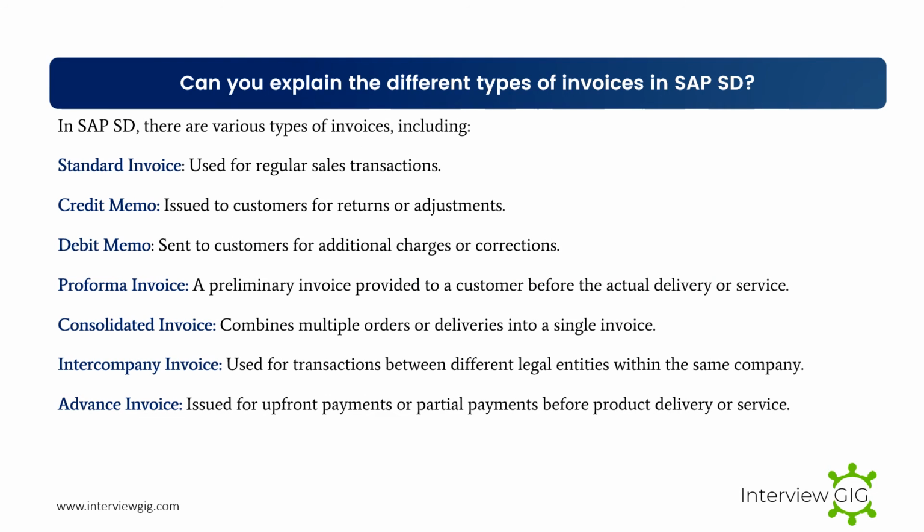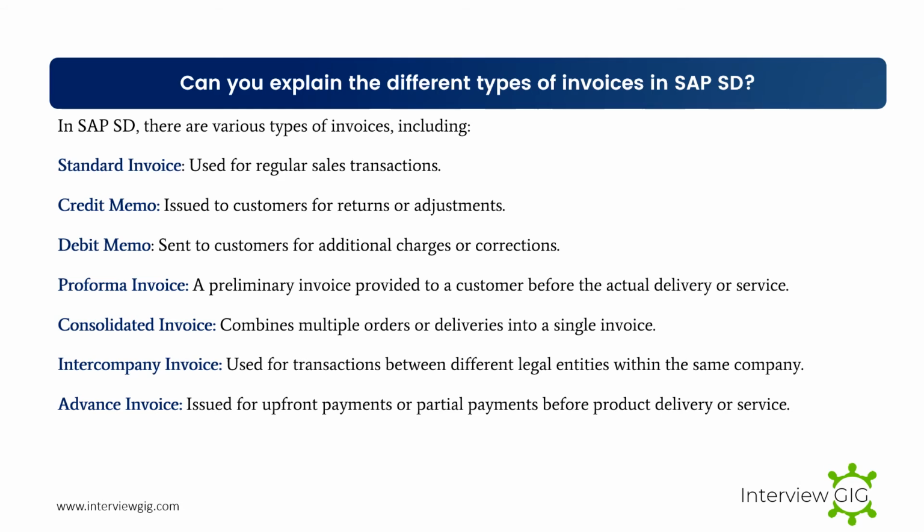Can you explain the different types of invoices in SAP SD? In SAP SD, there are various types of invoices, including standard invoice, used for regular sales transactions. Credit memo, issued to customers for returns or adjustments. Debit memo, sent to customers for additional charges or corrections. Proforma invoice, a preliminary invoice provided to a customer before the actual delivery or service.